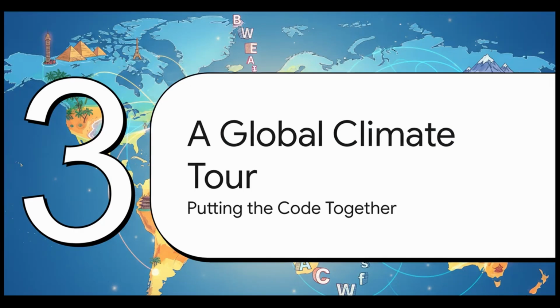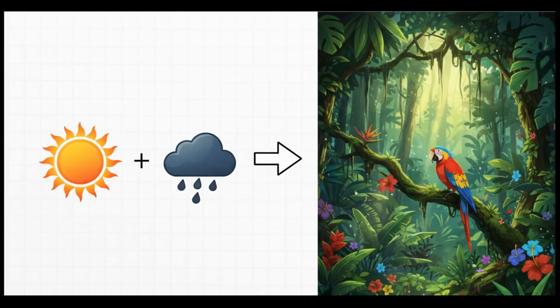Okay, so we've got our letters. Now for the fun part. Let's start putting them together. This is where the code really comes alive and starts painting a picture of real places all over the globe. Let's take an easy one. You take A for tropical, and you add F for rain all year. What do you get? Af. And that, my friends, is the code for a tropical rainforest. Always hot, always wet. Think the Amazon or the Congo Basin.